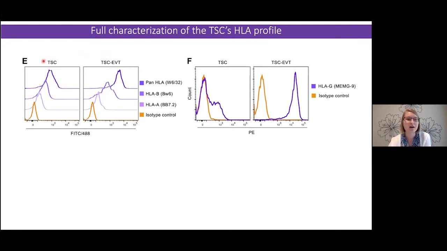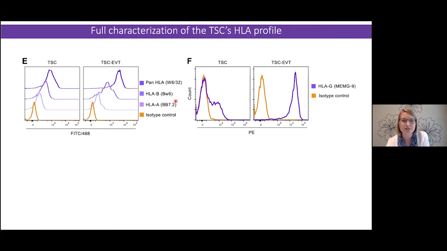And we had these cell lines typed so that we could know the specific alleles present so we could choose our antibodies appropriately. And what you see here is these TSCs do express levels of HLA-A and B. And further, when they're differentiated to extravillous trophoblast, this HLA-A and B expression remains. And you can see that they do upregulate HLA-G like they should when differentiated to EVT.